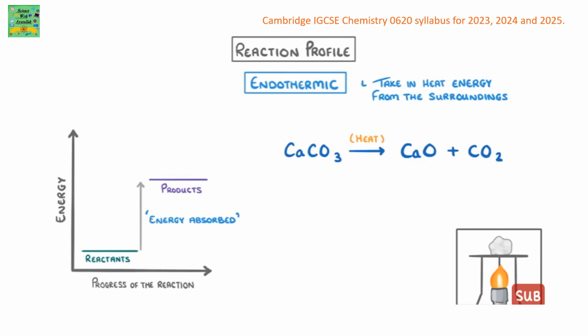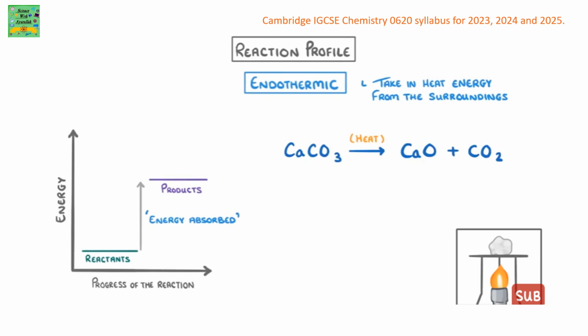Now the endothermic reaction, that means the energy or the heat energy is taken in or absorbed from the surroundings. In the graph, you can see it's the same. On the y-axis, there's the energy. On the x-axis, there's the progress of the reaction. But here, the reactants is at a lower level as compared to the products. Products is at a higher level. So you can see that the energy is absorbed. That means the energy is taken in by the products.